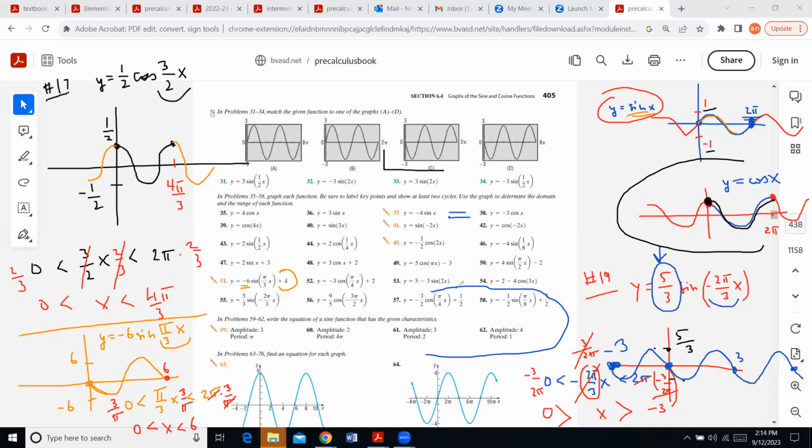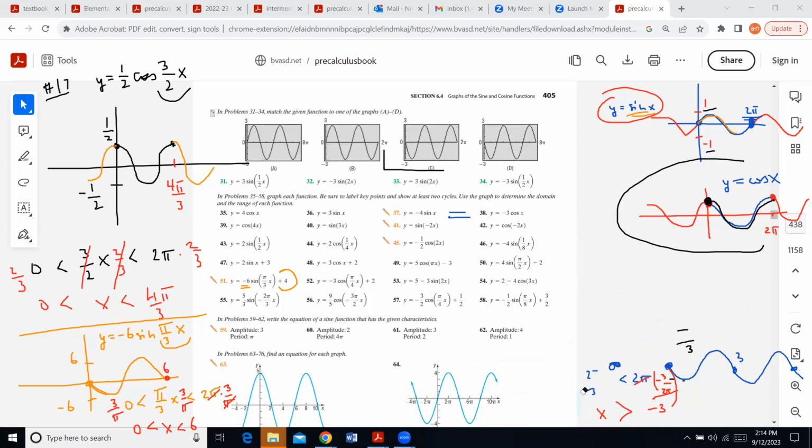But it's not over, right? Because now we need to have +4. Look at the exercise. They decided to add 4. Don't ask me why. They just put random numbers. That's just for practice, I guess. So when we have a +4 in the whole picture, we must move it up 4 units, right? From here and from there, 4 units.